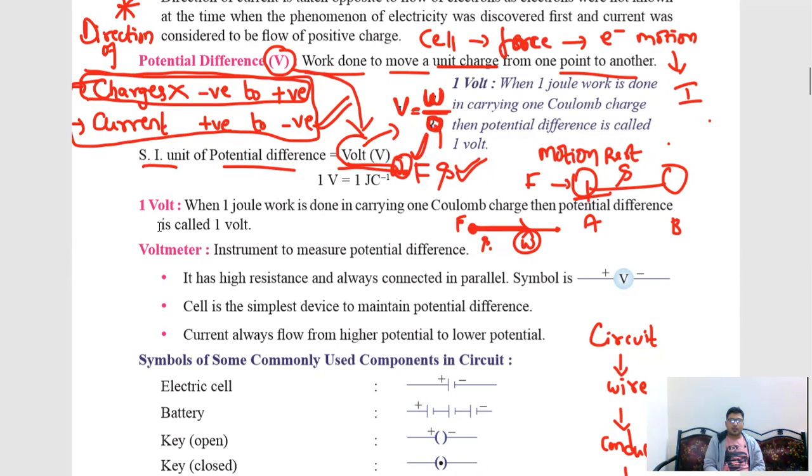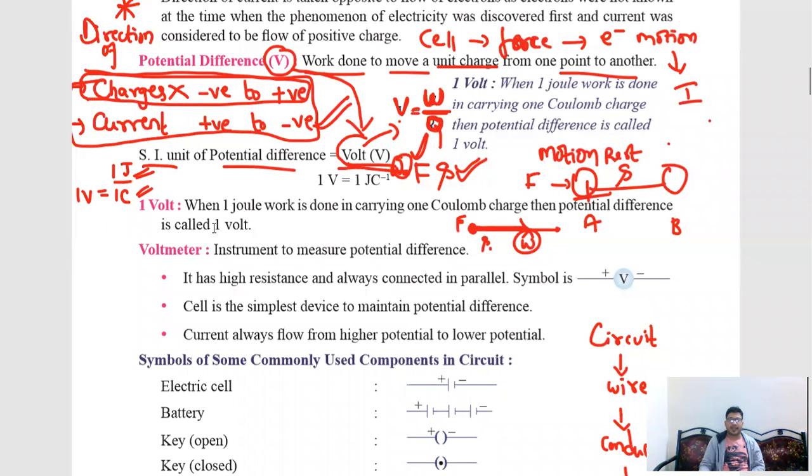Now, V is represented with the SI unit volt. So 1 volt is nothing but W, meaning work. The SI unit of work is joule, so 1 joule, by Q, which stands for charge. The SI unit of charge is coulomb, 1 coulomb. Now, if they ask you what is meant by 1 volt, you can say 1 joule of work is done to bring 1 coulomb of charge from one point to another point.